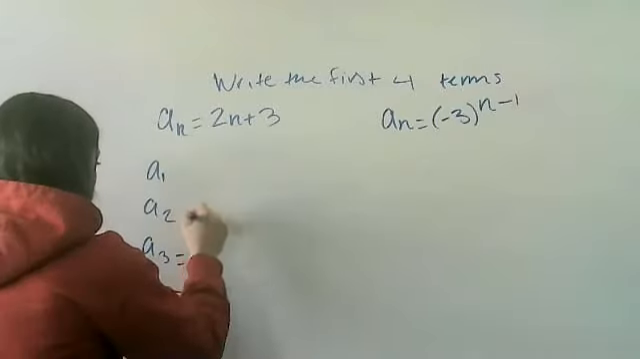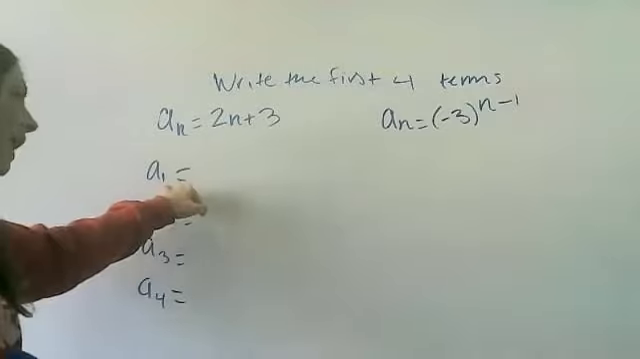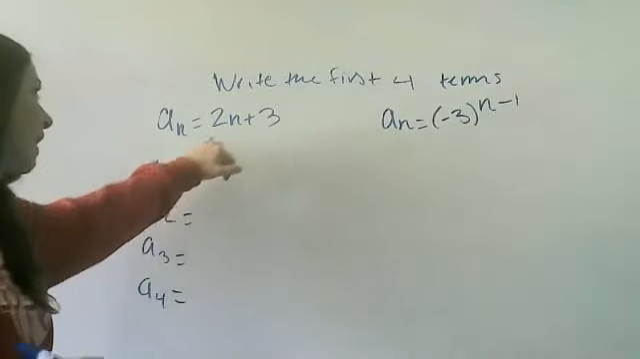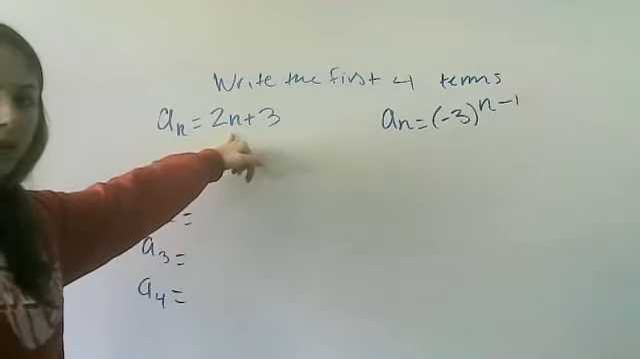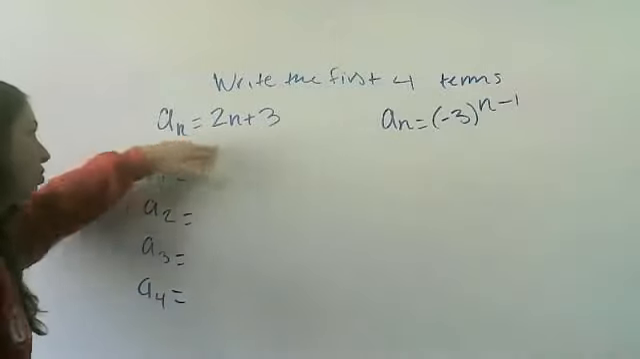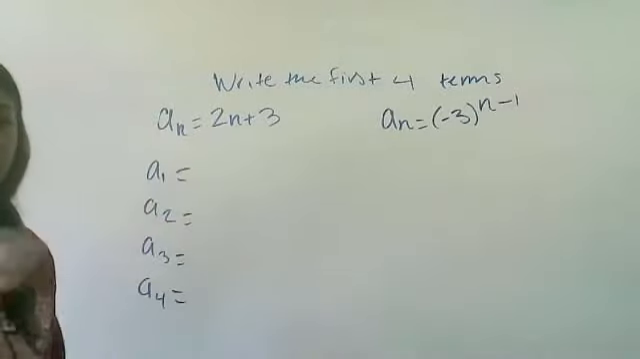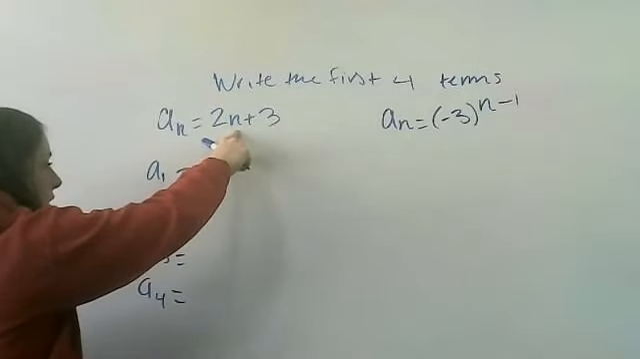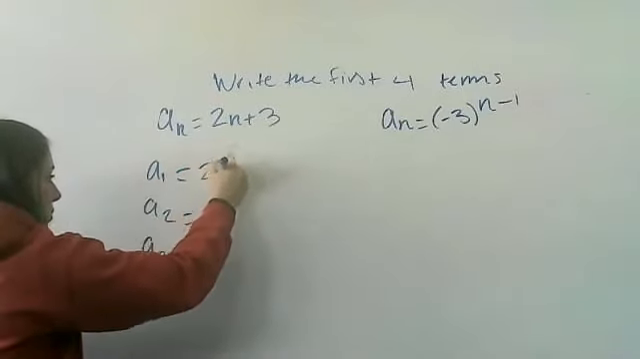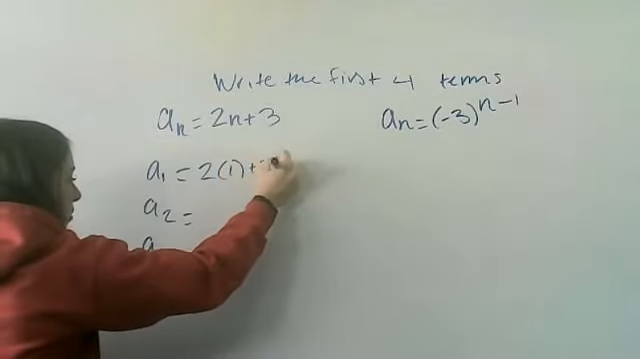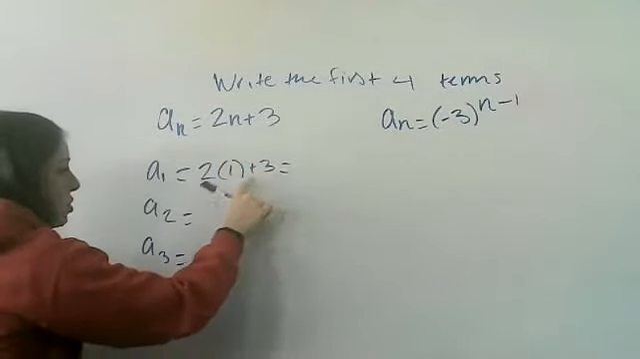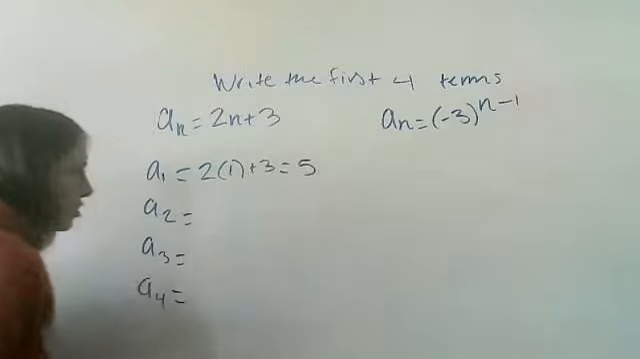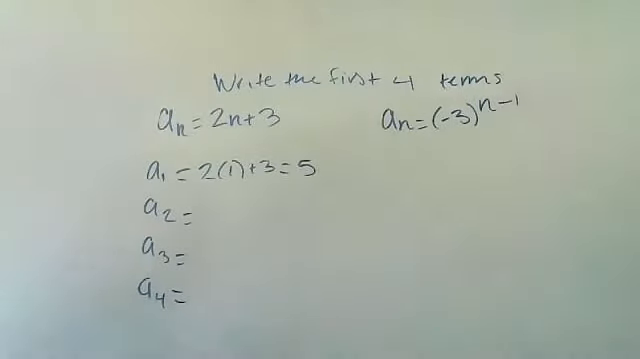Again, whatever is in for my n in my subscript is in for my n in my equation, or my rule for this sequence. I gave you the rule. I want you to apply that rule to find the terms of this sequence. So 2 times n plus 3 for a sub 1 is going to be 2 times 1 plus 3. 2 times 1 is 2, plus 3 is 5. So the first term of the sequence would be 5.